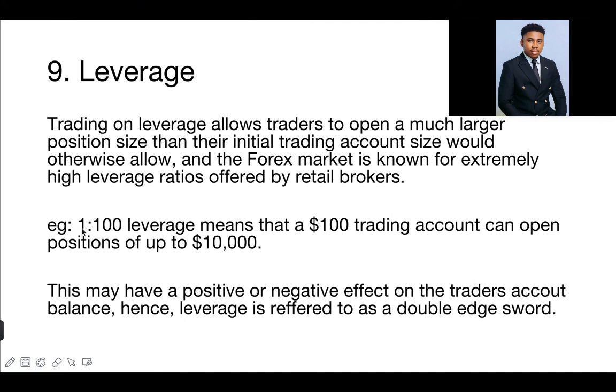For example, you may have a leverage of 1:100. Now, these leverages can go up to 1:1000 or even 1:2000, or some brokers even offer unlimited leverage. But for this example, we use 1:100. So 1:100 leverage means that a $100 trading account can open positions of up to $10,000. So basically, you're just multiplying the leverage by your trading account, and you see the amount of buying power or purchasing power you have in the market. So leverage basically gives you a higher purchasing power. This may have a positive or negative effect on a trader's account balance. Hence, leverage is referred to as a double-edged sword.